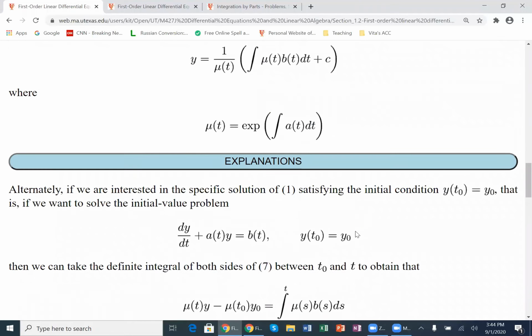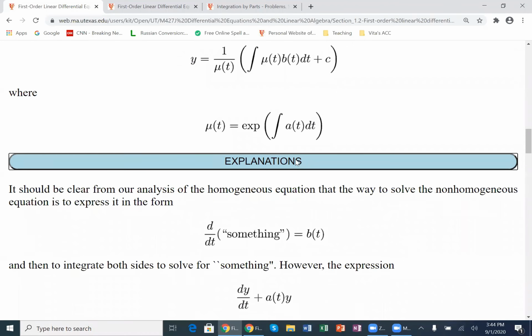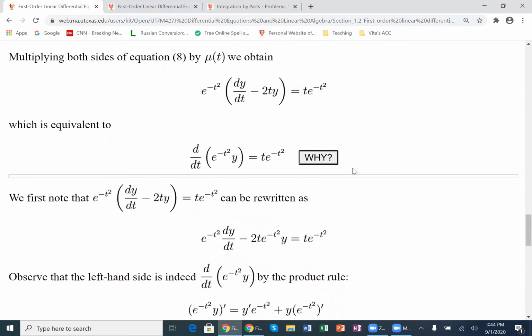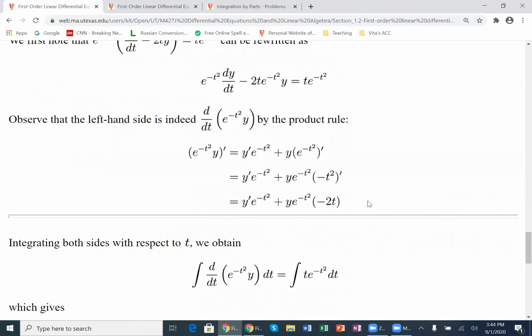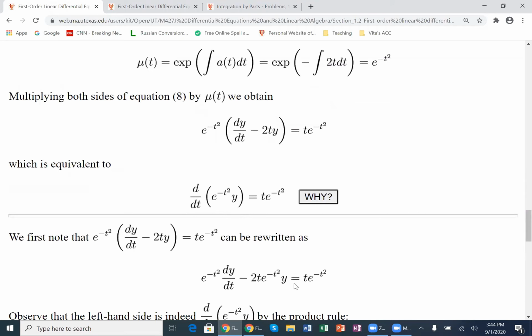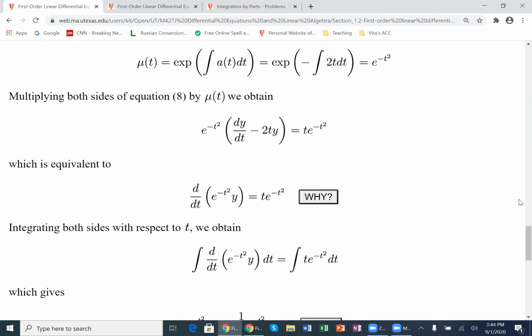In general, we explain why this happens in explanations. But in our particular case, the work is here. It is easy to check that indeed derivative of this, which is over here, is equal to this, which is over here. Thank you. Yeah, I was confused there as well, but that explains it.